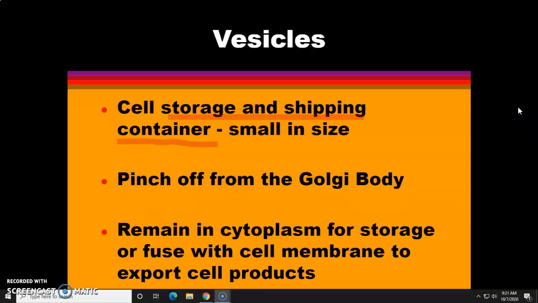And then we have vesicles. These are the actual shipping containers that come off of the Golgi body. They pinch off, and they remain inside for storage around in the cell, or they can actually fuse with the cell membrane to export cell products like wastes or other things that are needed.